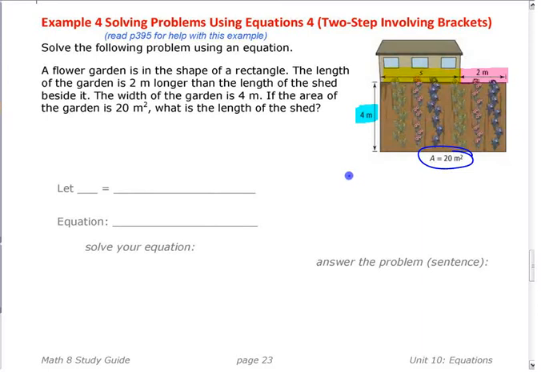Step 0 could be scribble some stuff down until we understand the problem. How do you find the area of a rectangle? Length times width, right? If I call this the length, even though it looks shorter, I'm going to highlight that blue to say it's that blue thing. And then the area over here is 20, so I'm going to put 20 on this side.